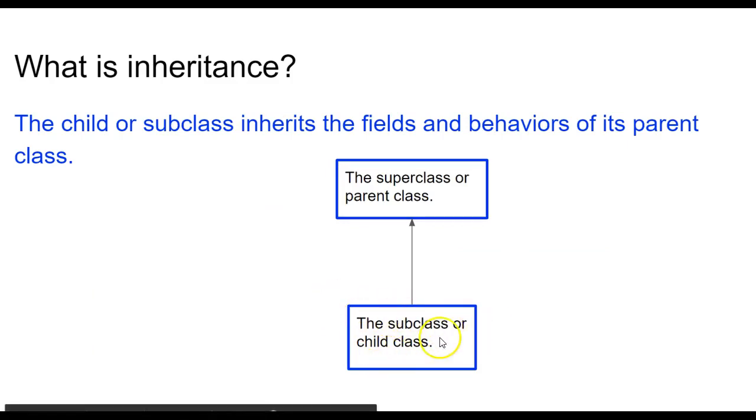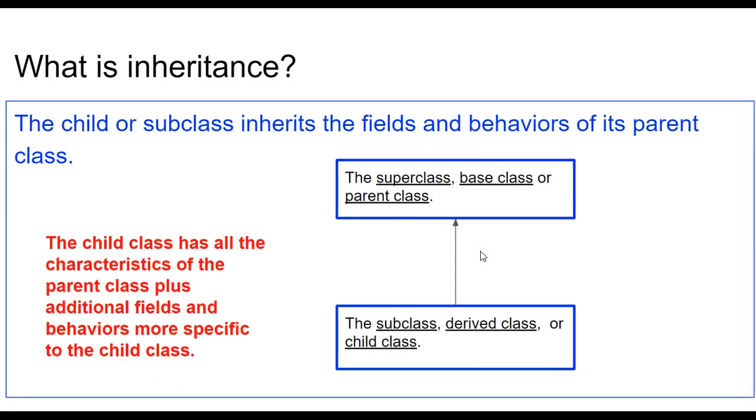So this is the child class. It looks up and it inherits everything in that parent class, all the fields and all the behaviors from the parent class. The child or subclass inherits the fields and behaviors from its parent.